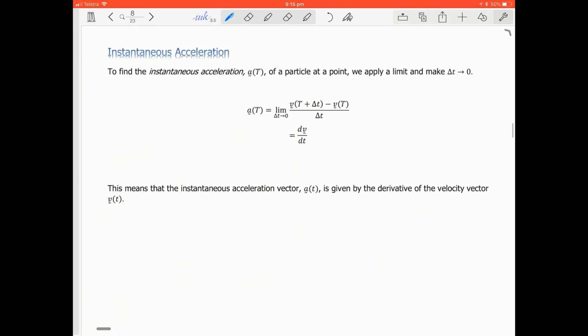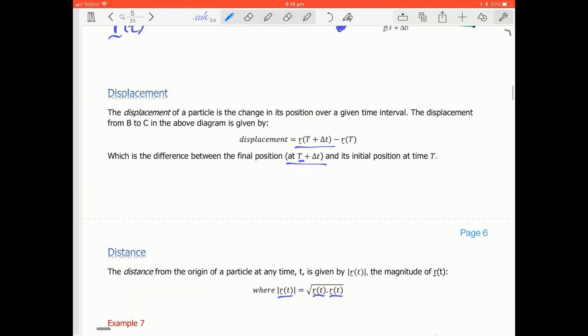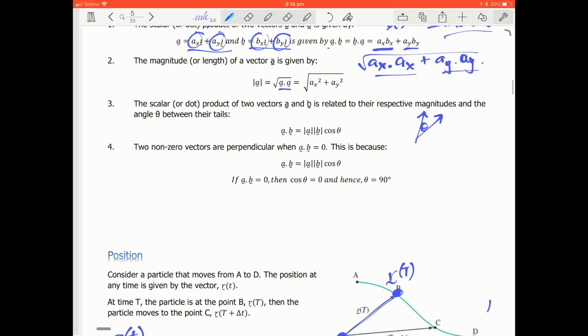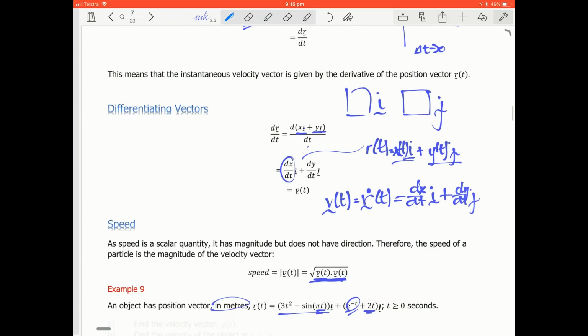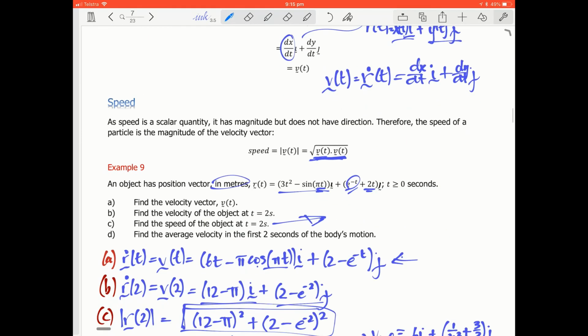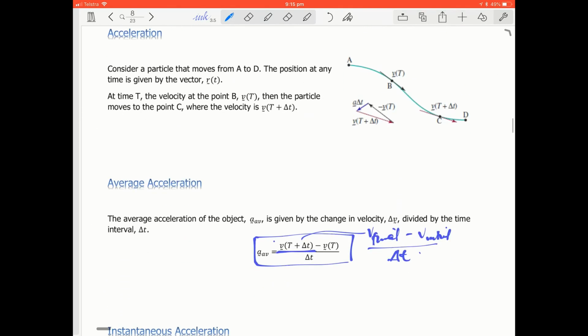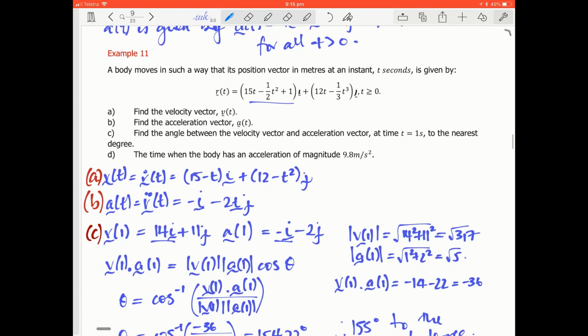Okay, so we've gone through instantaneous position, we've got position vector, our displacement versus distance, our velocity versus average velocity versus instantaneous velocity versus speed, acceleration, average acceleration, instant acceleration.